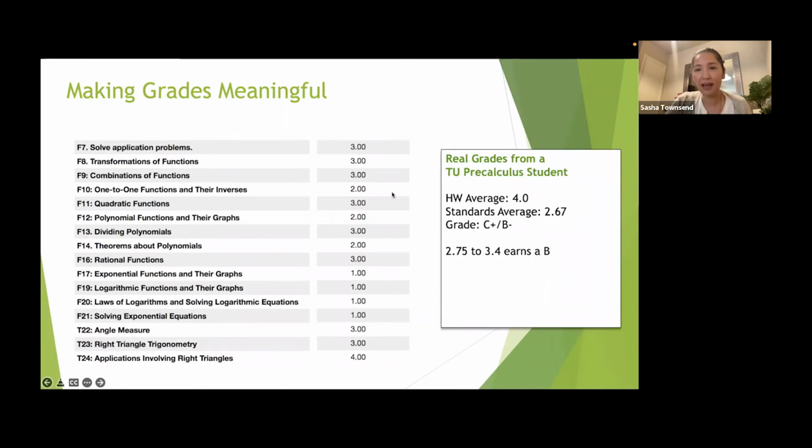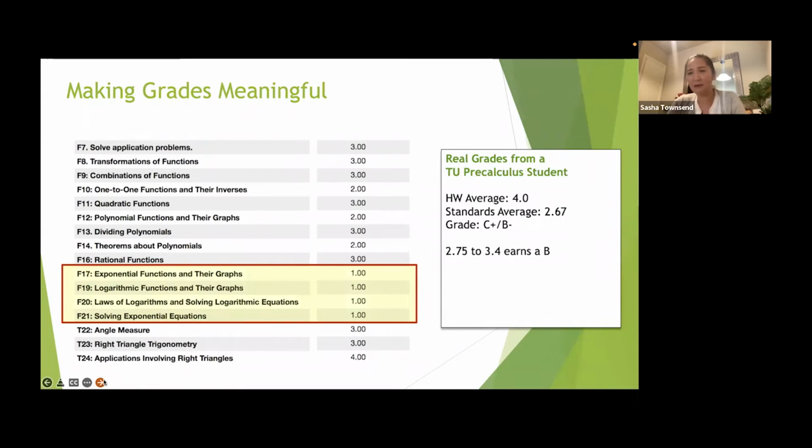They have a 4.0 homework average. Their standards average is a 2.67. They need a 2.75 to get a B in the class. And they say, I want a B. How can I get my grade up to a B? Well, you look at your grade book and you say, well, you really don't know much about exponents or logs. You're struggling with all of these 4 standards.